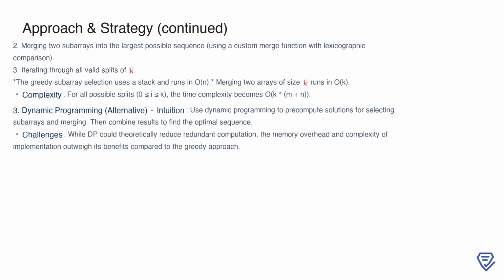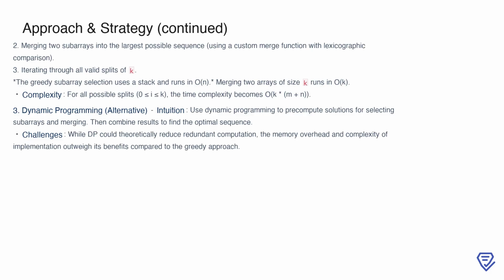Once we have the maximum subarrays from both input arrays, the next step is to merge them into the largest possible sequence. This is done using a custom merge function that compares elements lexicographically while maintaining their relative order. The merging process runs in O(k) time, as we are essentially combining two arrays of size k. Finally, to account for all possible splits of k, we iterate through each valid division, where i elements are taken from the first array and k minus i elements from the second array.